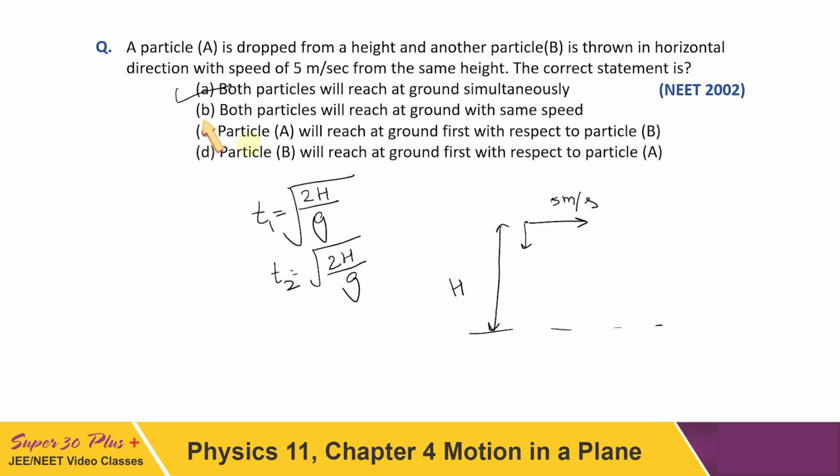The next is, both particles will reach the ground with the same speed. Let us see, is this correct? No, of course it won't be, because the vertical component for both will be the same, as they have the same initial vertical velocity. But the horizontal components are different. One has 0 horizontal component initially, the other has an initial component of 5 meter per second in the horizontal direction. So they cannot reach the ground with the same speed. The third option is, particle A will reach the ground first, of course this is not possible because t1 we got equal to t2, and similarly this D cannot be possible. So A is the correct option here.